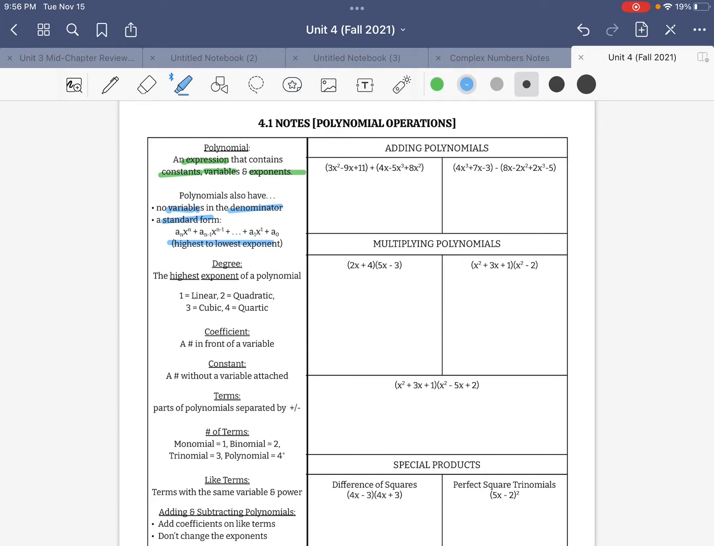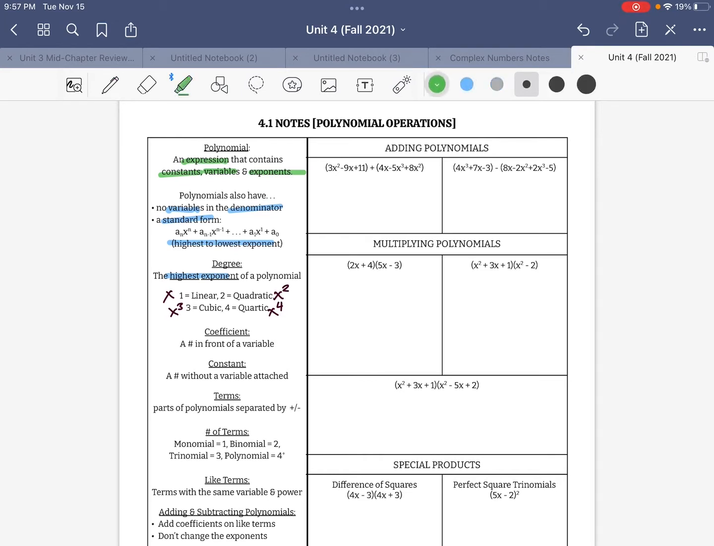Then, if the highest exponent is in front like it's supposed to be, the degree will always be the first one. The degree is just the highest exponent of a polynomial. If that exponent is 1, it's called linear, like y equals mx plus b. If it's quadratic, that's x squared. If it's cubic, that's x cubed. And if it's quartic, that's x to the fourth. And that's just a way of naming polynomials.